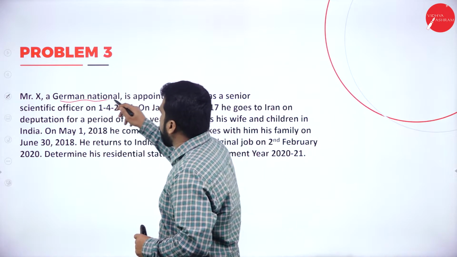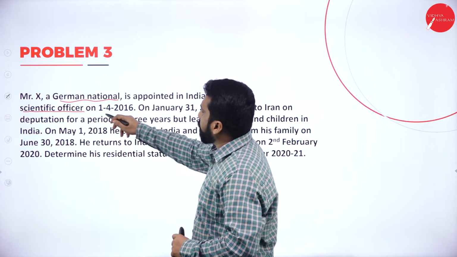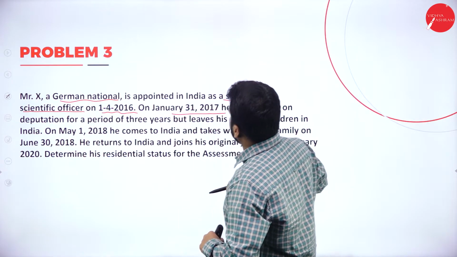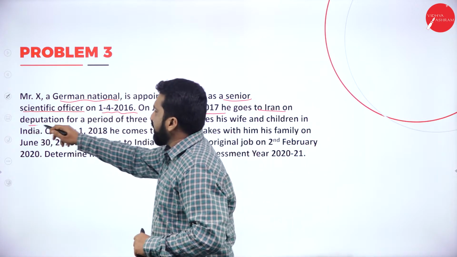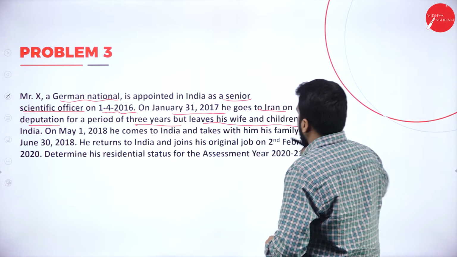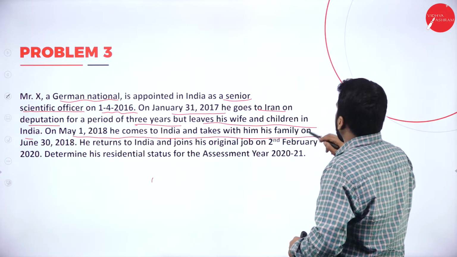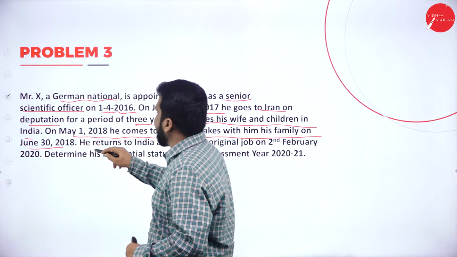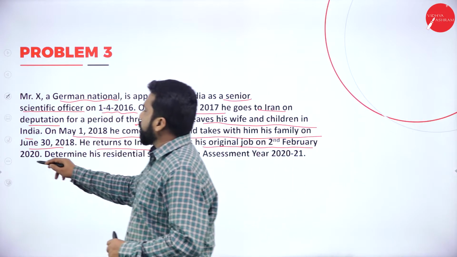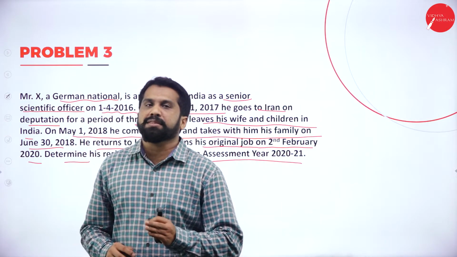Mr. X, a German national, was appointed in India as a senior scientific officer on 1st April 2016. We'll go one by one. Then, on January 31st, 2017, he goes to Iran on deputation for a period of 3 years, but he leaves his wife and children in India. On May 1st, 2018, he comes to India and takes his family with him. On June 30th, he returns to India and joins his original job again, on 2nd February 2020. Determine his residential status for the assessment year 2020 as well as 2021.